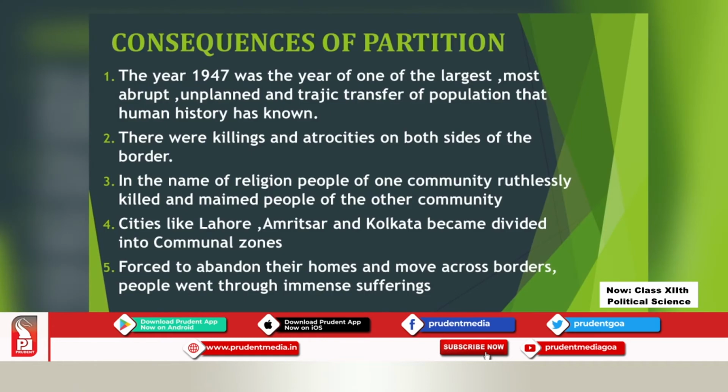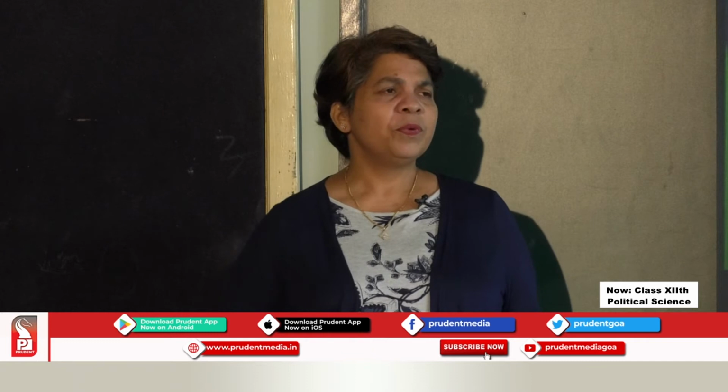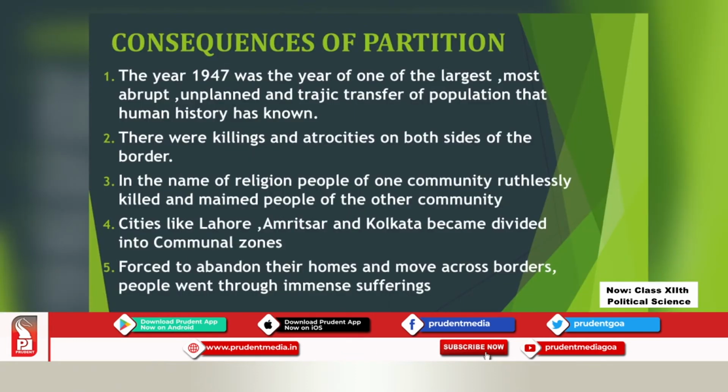As I told you, once independence was declared, each one began to recognize themselves on the basis of religion, and anybody of the other religion was naturally killed when they found him. So there were a lot of killings and atrocities on both sides of the border. In the name of religion, people of one community ruthlessly killed and maimed people of the other community. Religion is a very sensitive issue, and people at once forget their humanity when it comes to religion. So within no time there was ruthless killing. They killed the people and maimed them.